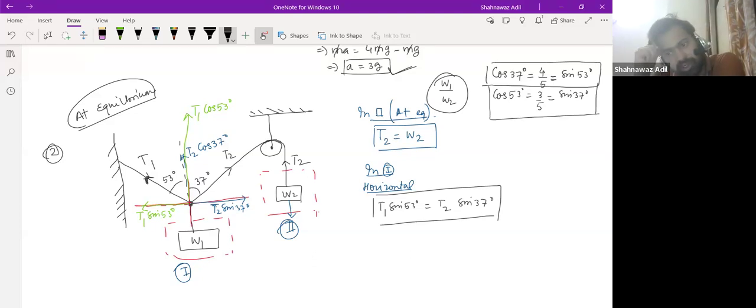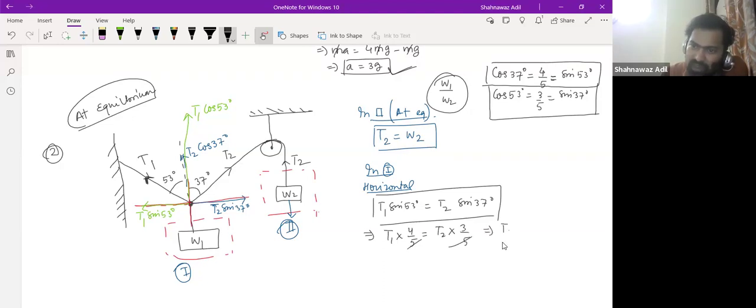So if we put these values, we will have T1 and sine of 53, 4 by 5, and then T2 sine of 37, 3 by 5. So 5 cancels and we have 4T1 equal to 3T2. So this is from the horizontal equilibrium.